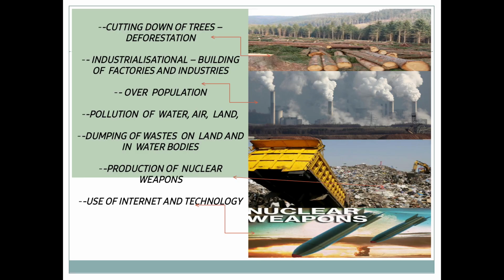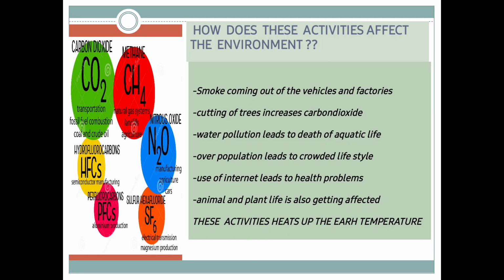population which is crowding day by day, pollution of water, air, and land that is going on and on day by day, dumping of wastes on land and in water bodies that we have actually seen today, how they are affecting our water bodies, and production of nuclear weapons for wars, as wars are gradually increasing day by day. So, use of internet and technology, again, these are all harmful effects for the environment. How do these activities affect the environment?